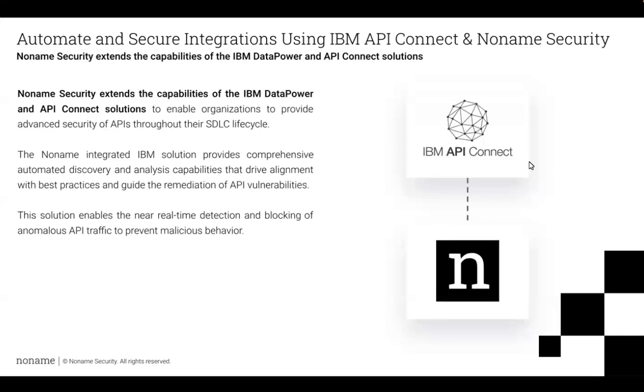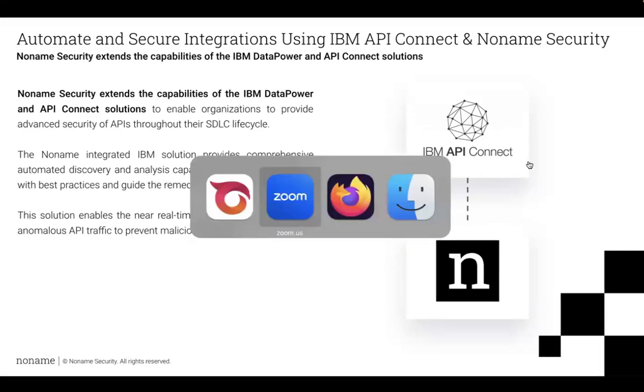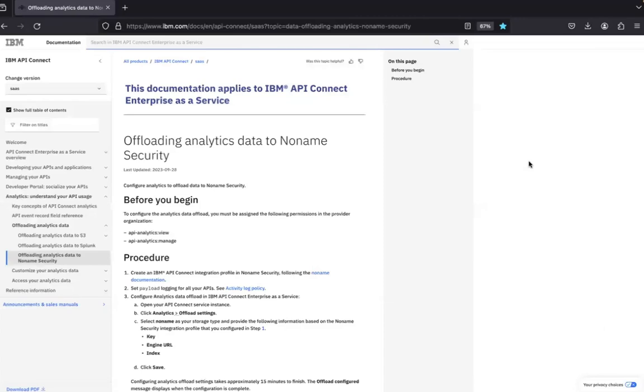Noname has integrated with IBM API Connect and DataPower, and we're even directly in the IBM API Connect user interface. Once you have an environment in place with Noname, you're going to get access to some documentation on IBM's side that looks like this, where you can literally just configure the key and the index in the engine URL where API Connect will send the traffic that Noname will analyze with machine learning, right to our machine learning engine.